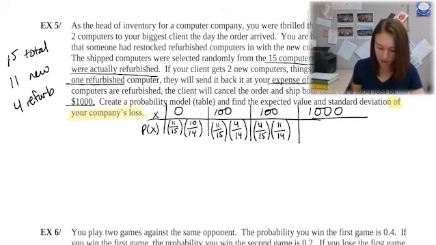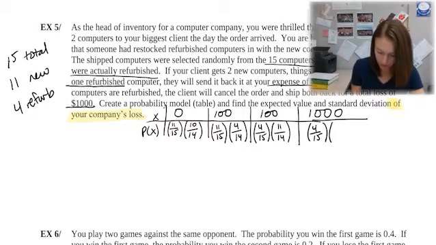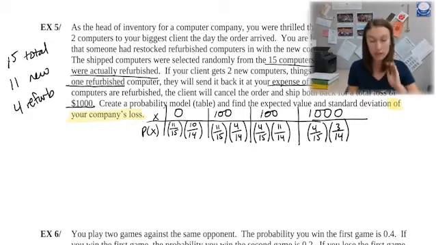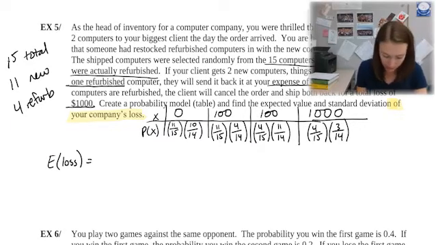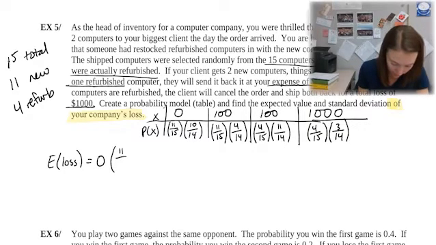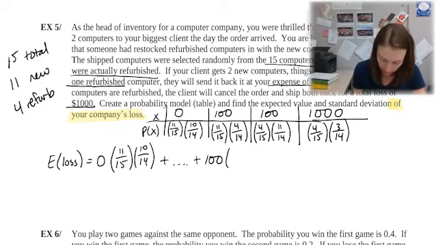And then a $1,000 loss for your company if both were refurbished. So 4 out of 15 times 3 out of 14. All right, now you can find the decimal values for each of these. I'm just going to leave them the way they are. And let's look at our expected values. So expected loss is going to be 0 times 11 over 15 times 10 over 14, so the X value times the probability, plus, and then I'm going to just do dot, dot, dot, plus, and then the last one, 1,000 times 4 over 15 times 3 over 14.